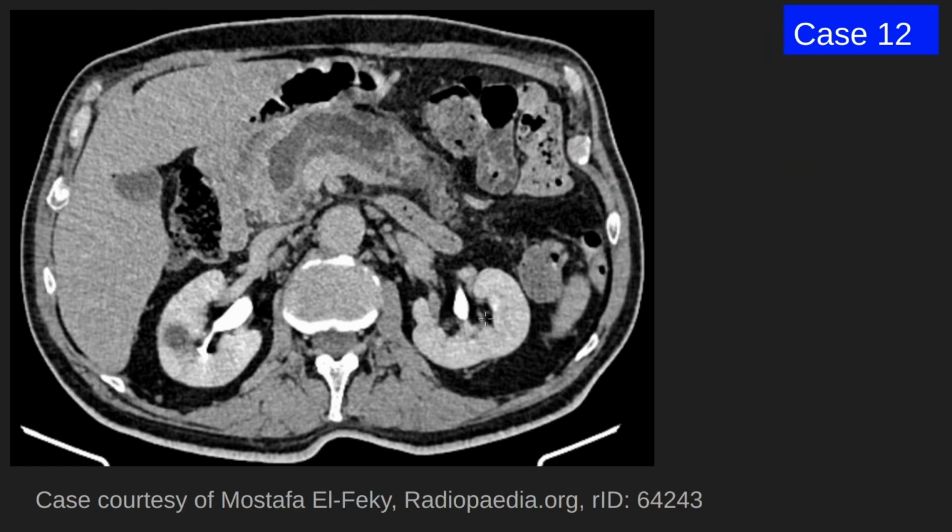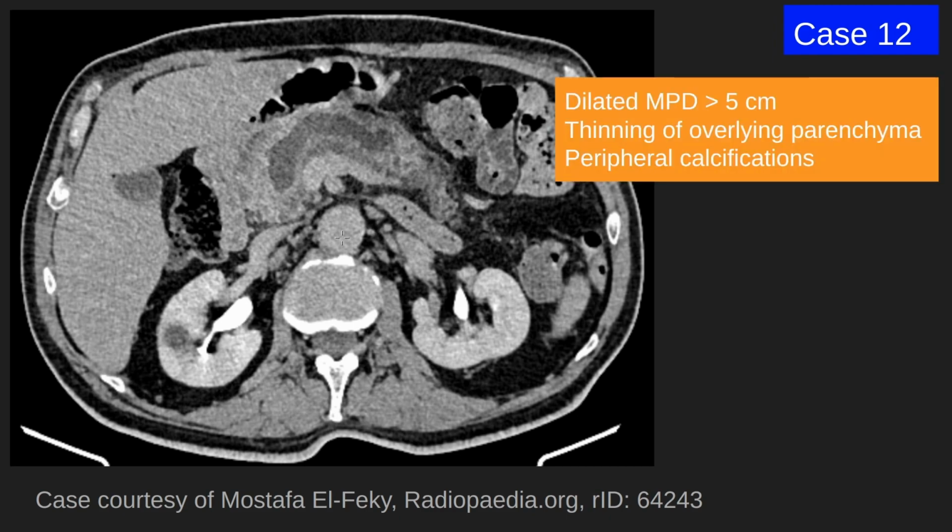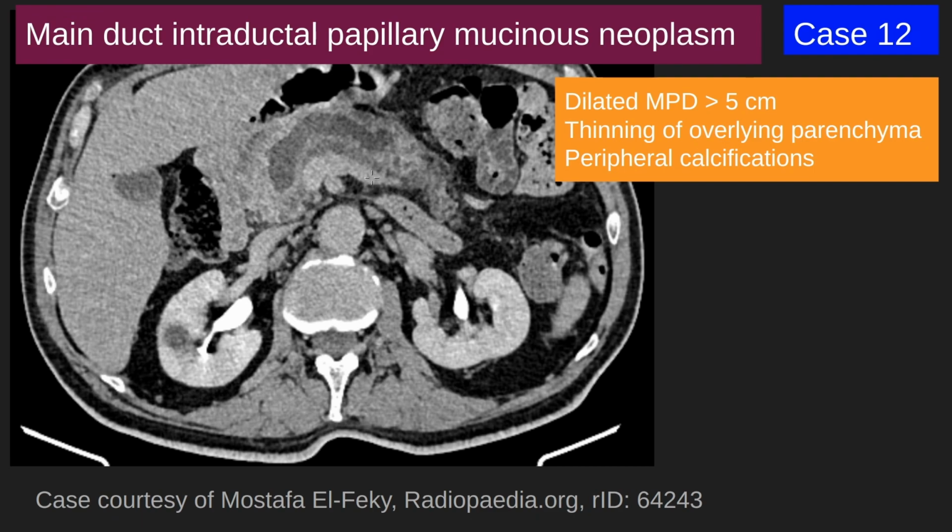Case number 12. Here we have this contrast enhanced axial CT, and there is this diffusely dilated main pancreatic duct. There is associated pancreatic parenchymal atrophy right next to it. Diffusely dilated main pancreatic duct, and this patient is elderly in his 70s and 80s, and sometimes they can also have peripheral calcification. All these findings point towards main duct intraductal papillary mucinous neoplasm.